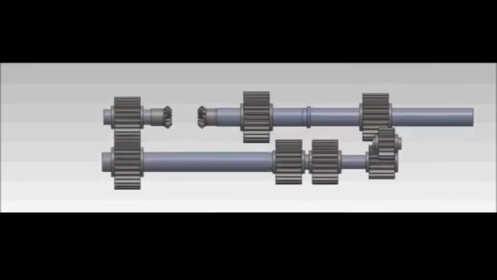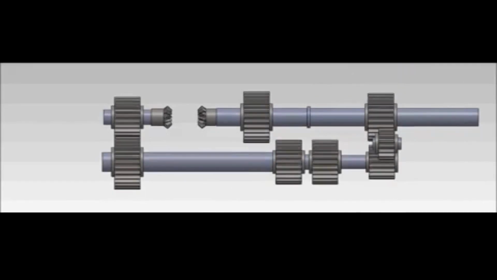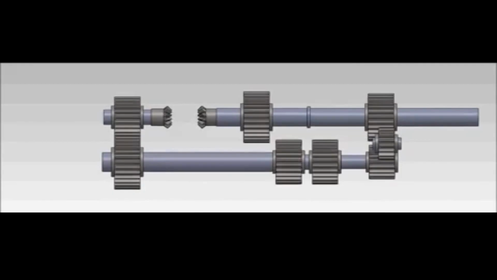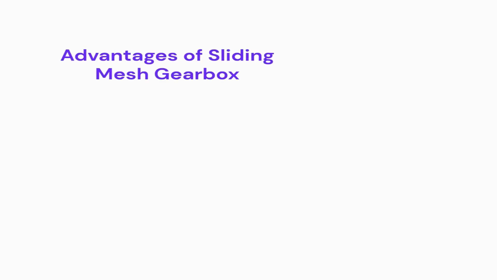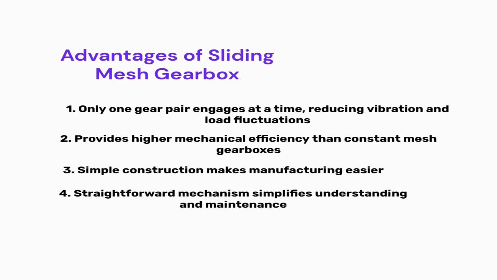For reverse, an idler gear is placed between the layshaft gear and the main shaft gear. This additional gear reverses the direction of rotation, allowing the vehicle to move backward. The sliding mesh gearbox offers several advantages. Only one gear is engaged at a time, which reduces vibration and fluctuating loads on the shafts.